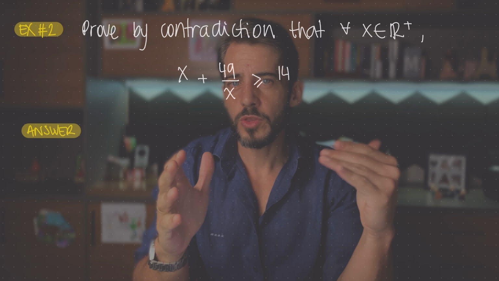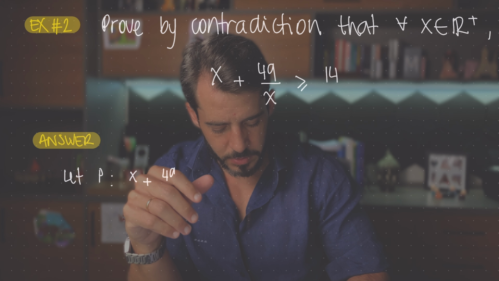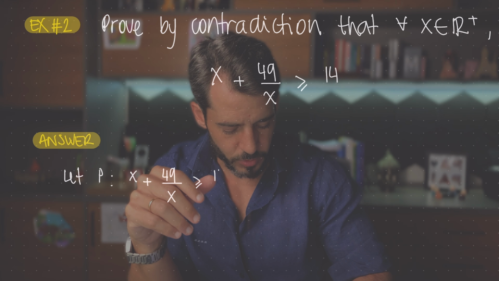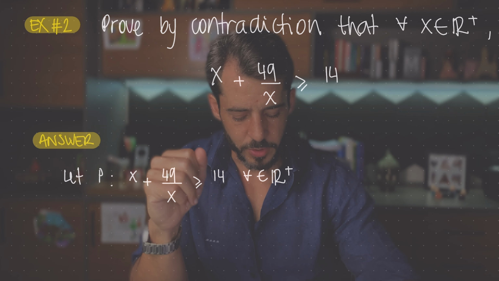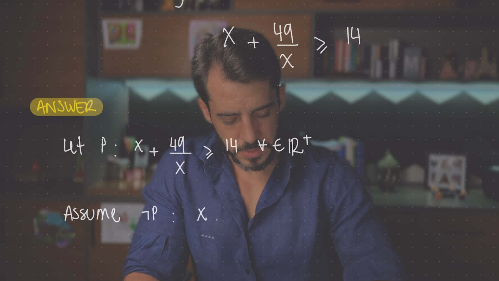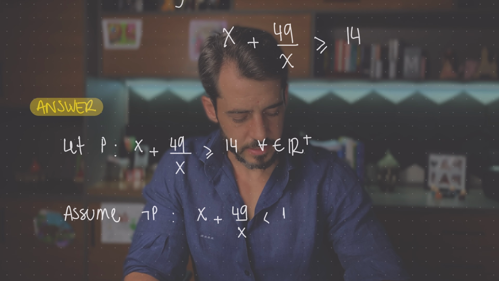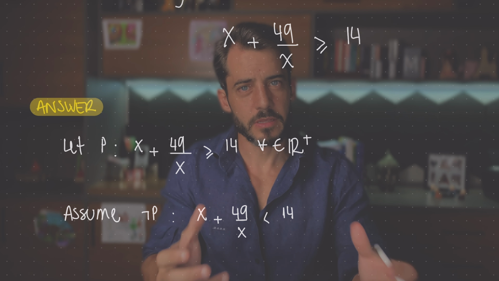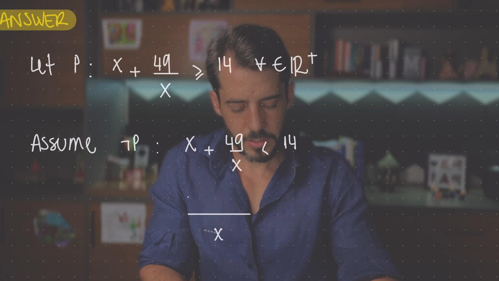So again, going through the 5-step process, we are going to write the proposition x plus 49 over x is greater than or equal to 14, and this is valid for all positive real numbers. And we're going to assume not p, which in this case means that x plus 49 over x is less than 14. Now, what we can do here in order to manipulate this inequality is to write x as the common denominator on the left-hand side.